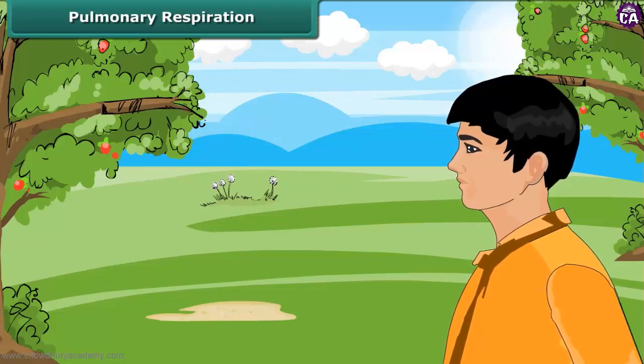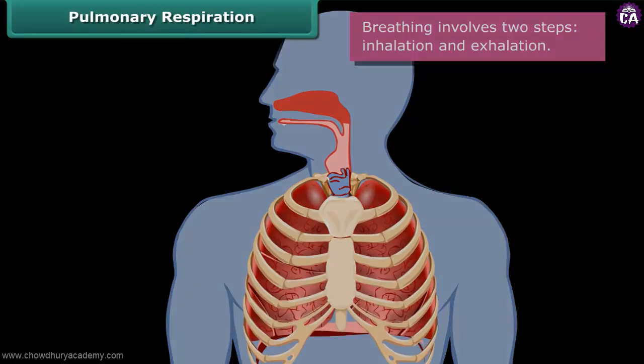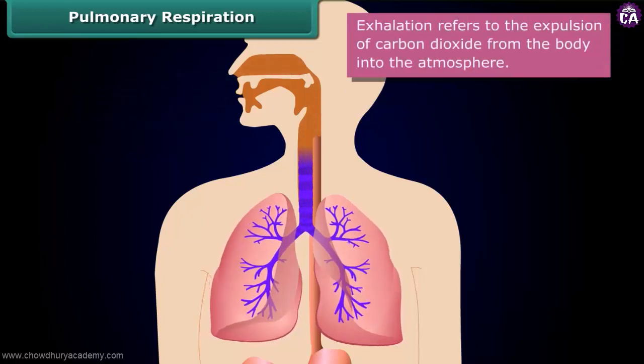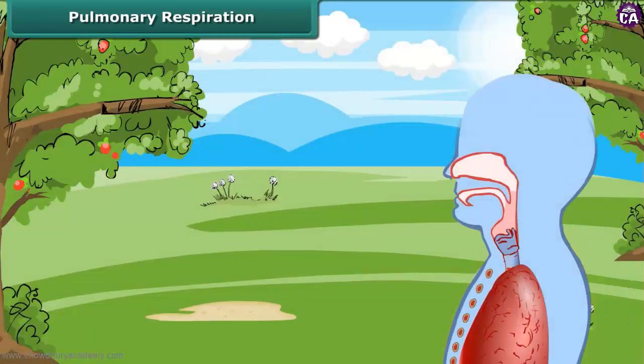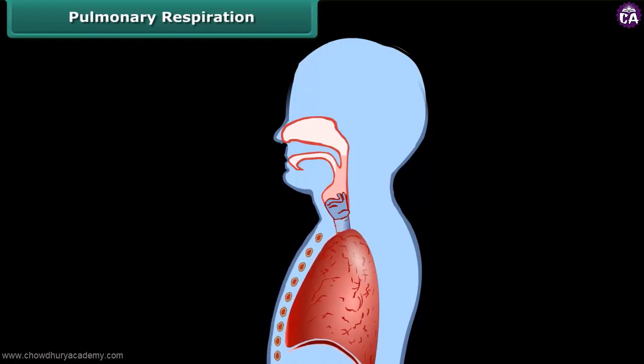When a human being breathes, he exchanges the unwanted carbon dioxide with oxygen, which is essential for survival. Breathing involves two steps: inhalation and exhalation. Inhalation refers to the taking in of oxygen from the air into the body. Exhalation refers to the expulsion of carbon dioxide from the body into the atmosphere. During inhalation, the chest rises as the lungs are filled with oxygen, whereas during exhalation, the chest falls as the carbon dioxide is emptied from the lungs.